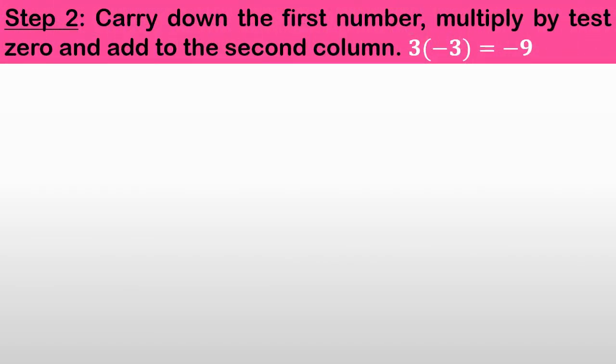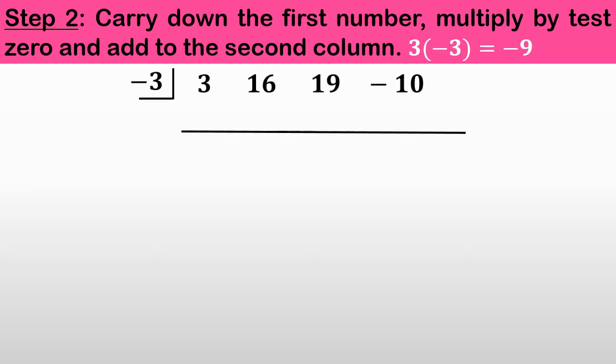Step 2. Carry down the first number, multiply by test 0, and add to the second column. Okay, copy the solution and then carry down the first number. Our first number is positive 3.